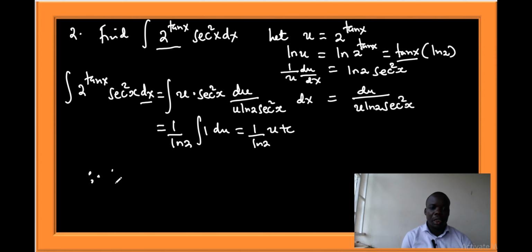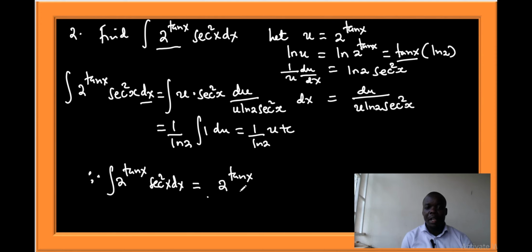In conclusion, the integral of 2 power tan x sec squared x dx would now be u, but remember our u was 2 power tan x, divided by ln of 2 plus our constant of integration. As simple as that.